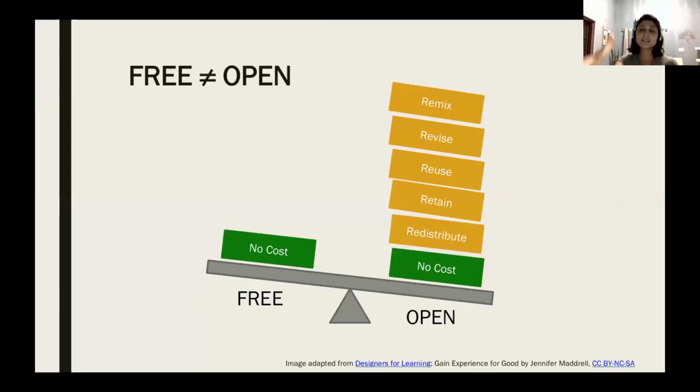So I'm targeting OER, and based on that, this is the slide which I'm presenting here. When I say free, that means something which is available at no cost. Some material for which you're not paying any money, you can say that is free. But as far as OER is concerned, where we say it is openly available, it's not just having no cost, but along with that, it comes with different properties. Along with not having any cost, this is material which could be redistributed, retained, reused, revised, and remixed. That is the basic difference between freely available material and open educational resources.